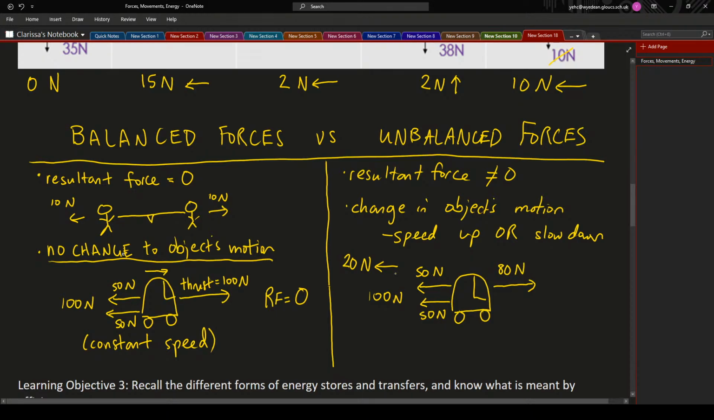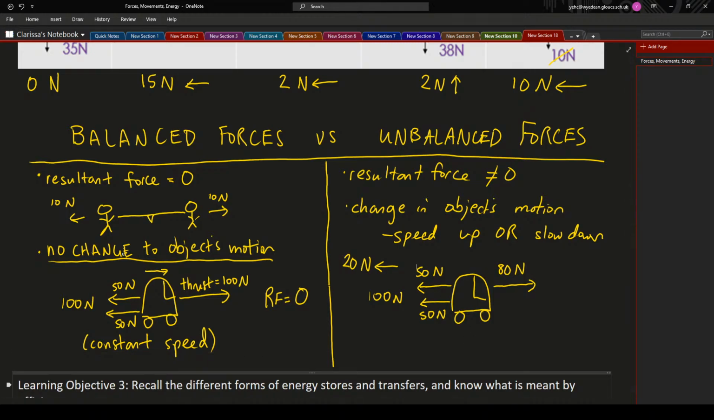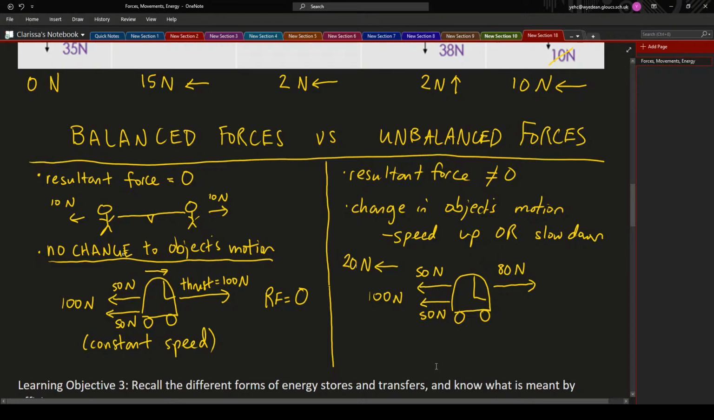But that does not mean that the car's going to all of a sudden start moving backwards. What this means is that there's just a change to the object's motion. It's either speeding up or slowing down. In this case, it's going to be slowing down.